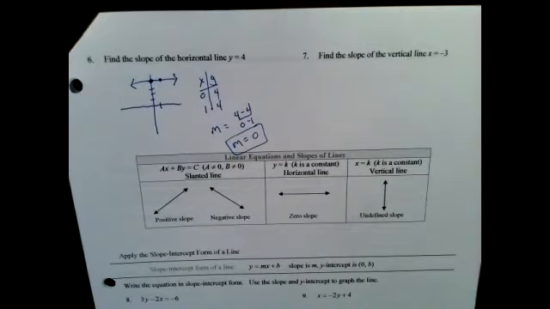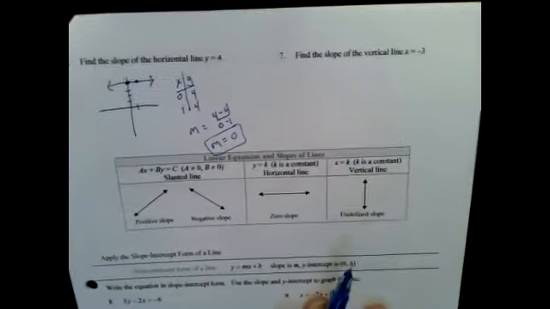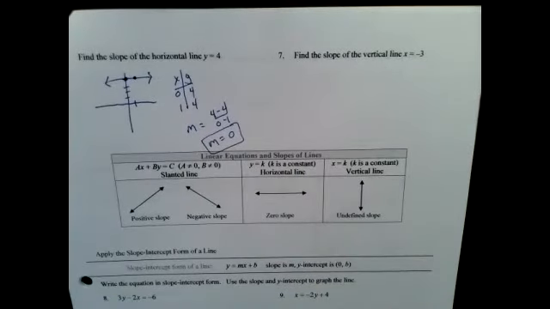My slope for a horizontal line is 0. Does anybody remember what the slope of a vertical line is?